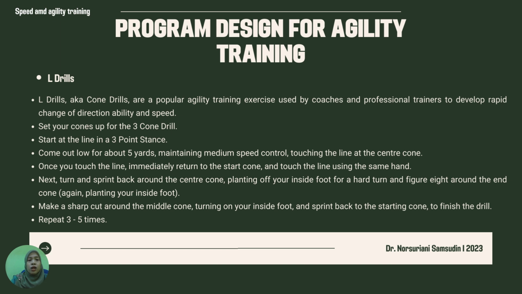Set your cones up for the three-cone drill and start at the line in a 3-point stance. Come up low for the 5 yards. Maintain medium speed control, touching the line at the center cone. Once you touch the line, immediately return to the start cone and touch the line with the same hand.